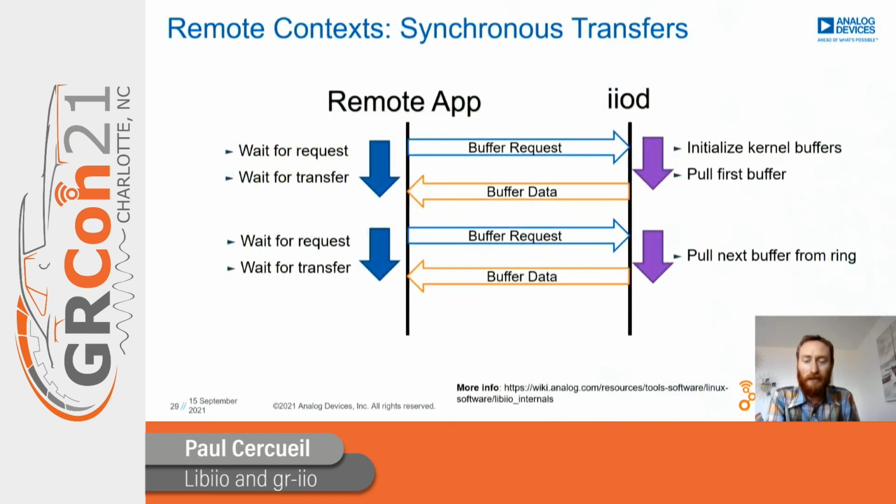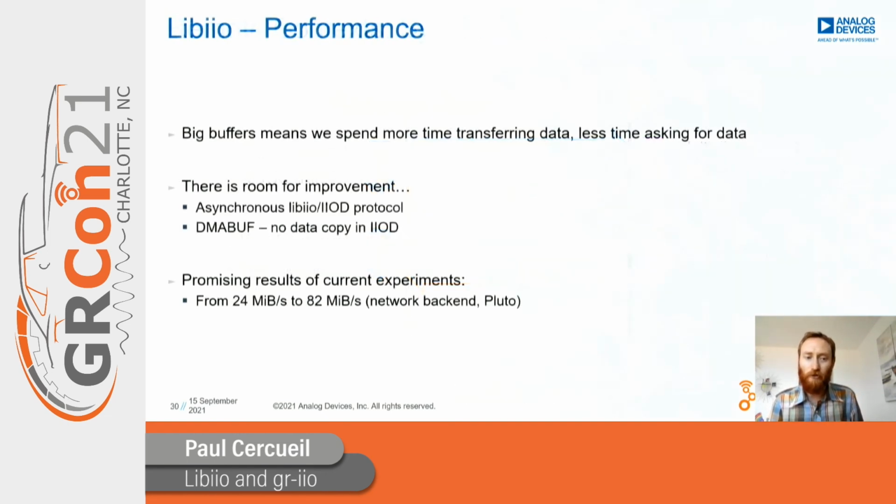The problem is that the communication between LibIIO and the IIO daemon, which is the server side of LibIIO, is synchronous. You just ask for data, the server sends data, you ask again, the server sends again, etc. So if you have big buffers, that means you spend more time transferring data and less time asking for data. And if you have small buffers, then you basically just spend your time asking for new buffers.